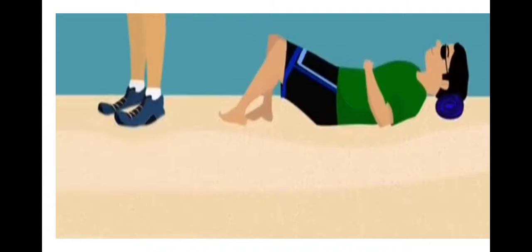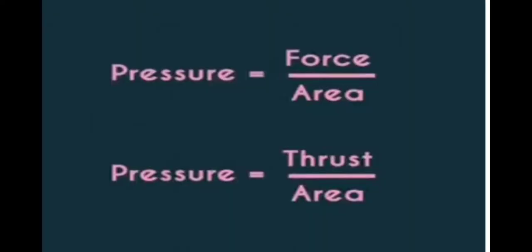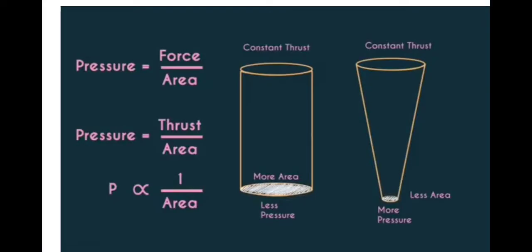That's where the concept of pressure comes in. Pressure is nothing but the force per unit area. If we're talking about thrust, it would be the thrust per unit area. If the thrust is constant and the area is more, then the pressure will be lesser, and if the area is lesser, then the pressure will be more. Pressure is inversely proportional to the area on which the thrust is applied.